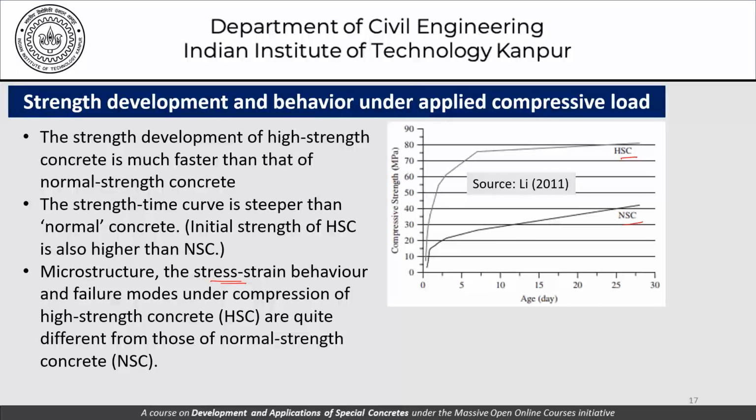In the case of stress strain behavior also, the microstructure, the stress strain behavior and the failure modes under compression of the high strength concretes are quite different from those in normal strength concretes. So this is something which I'm not showing on purpose, leaving it to you to do the homework and see what is the difference in the microstructure, the stress strain behavior and the failure modes. We'll talk about the microstructure and the failure modes a little bit in the next few slides, but I would like you to read about the stress strain behavior of high strength concretes and its comparison with the stress strain behavior in normal strength concrete.